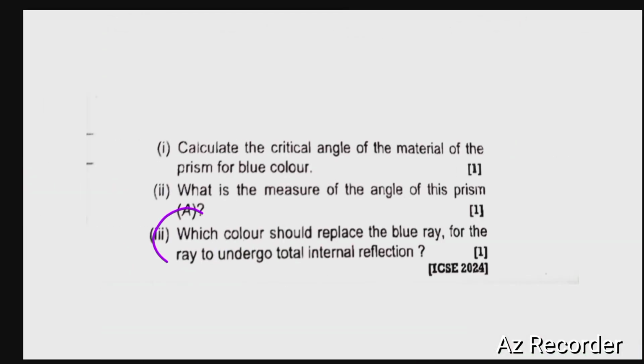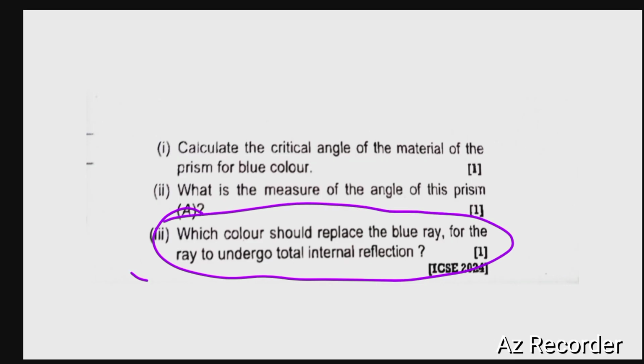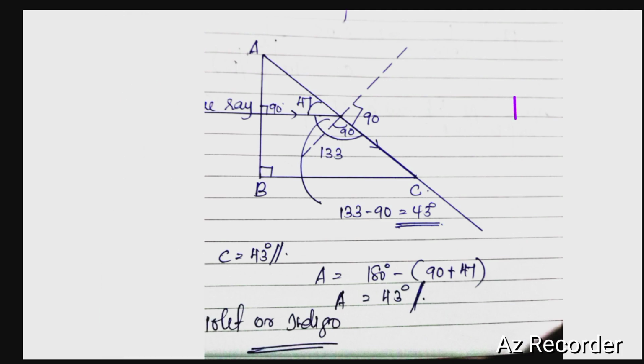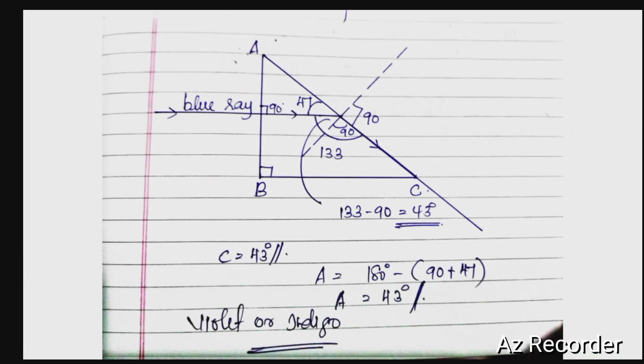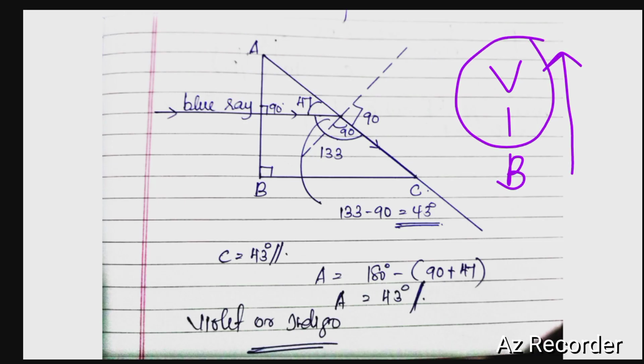Now the next question is, which color should you replace the blue ray with for the ray to undergo total internal reflection? We know that for TIR to happen, the angle of incidence must be greater than the critical angle. From among the VIBGYOR, we know that violet has the maximum critical angle. So for total internal reflection to take place, we can replace this blue light with violet or indigo, which have a greater critical angle compared to the blue light.